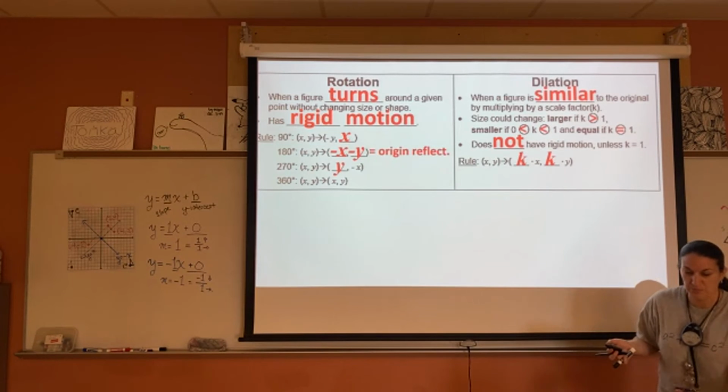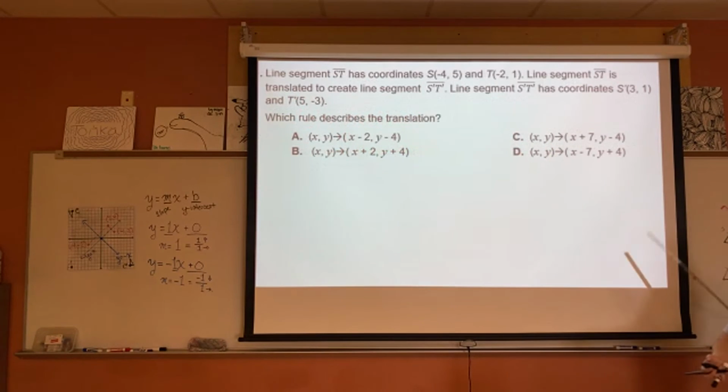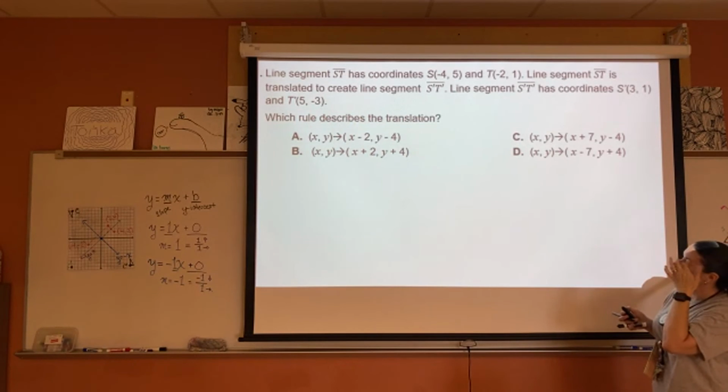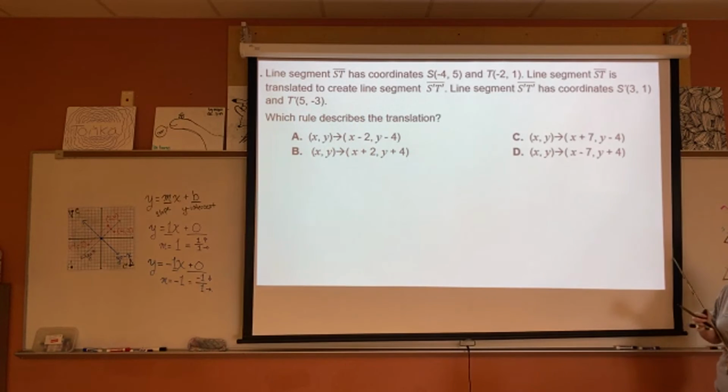Okay, so example 1, this might look familiar because I'm pretty sure you had a warm-up similar to this sometime in the last couple weeks. We have line segment ST with coordinates S and T. Line segment ST is translated to create line segment ST prime. Prime, the apostrophe means prime. One apostrophe, one transformation happened. Then the line segment ST prime has coordinates S prime and T prime. Which rule describes the translation?